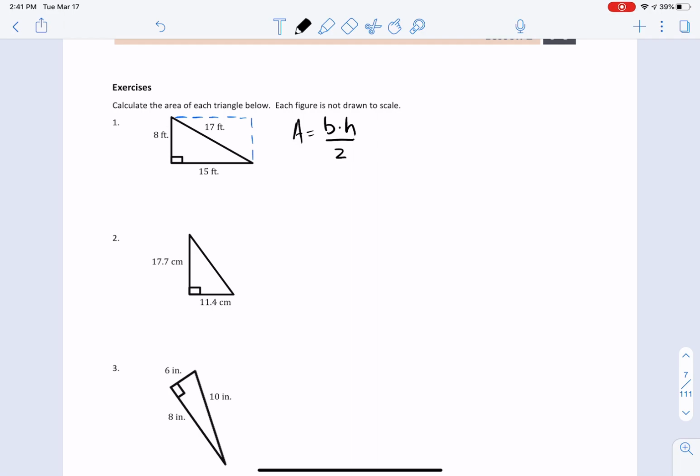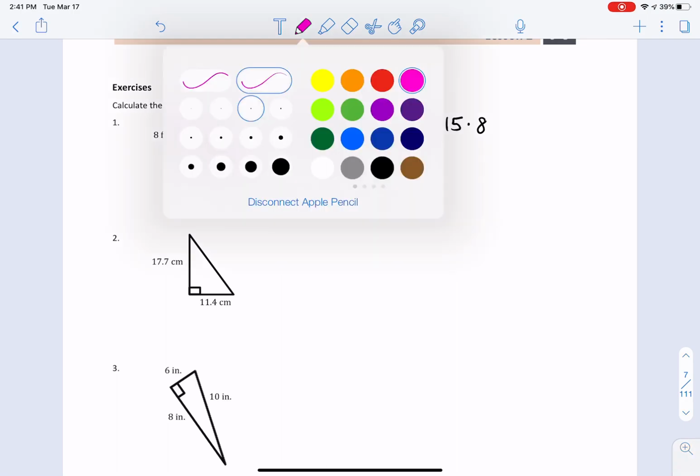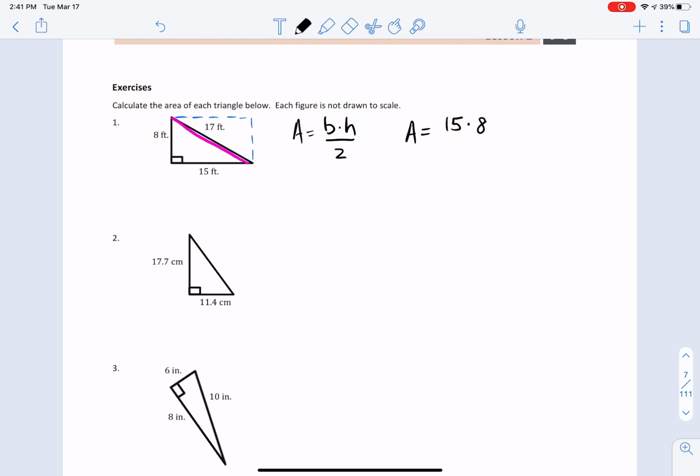So to fill in my relevant information, if I want to find the area of this triangle, I need to identify its base. Its base is 15. I need to identify its height. Its height is 8. Remember, the 17 really doesn't tell me much. The 17 is the length of, actually it has a fancy name, the hypotenuse, but we don't really need to know the hypotenuse for finding the area of a triangle. So base times height, and then we're going to divide that by 2.